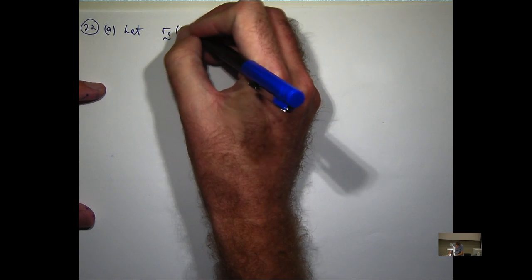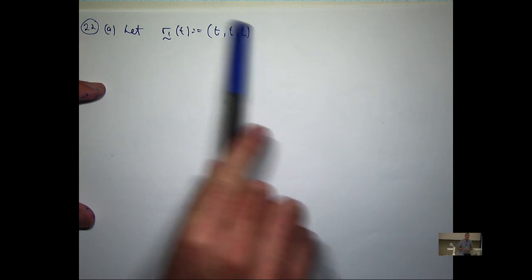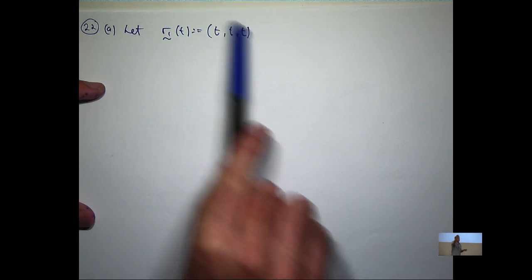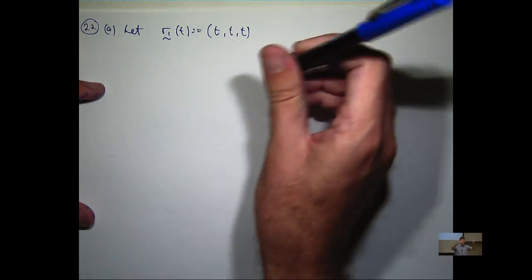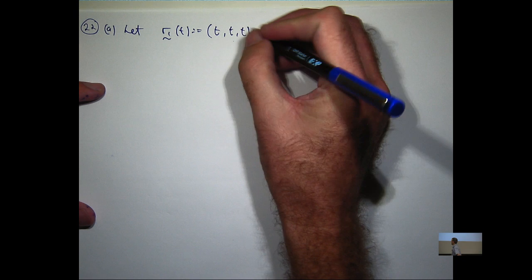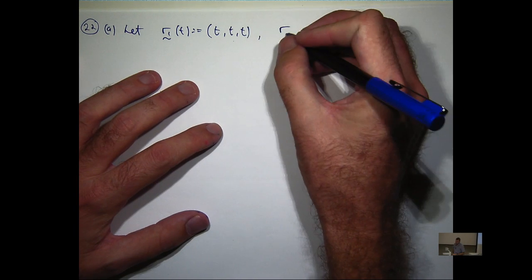So, my first vector function is just going to be this. What's the graph associated with this going to be? What's the curve going to be? A line, yep.